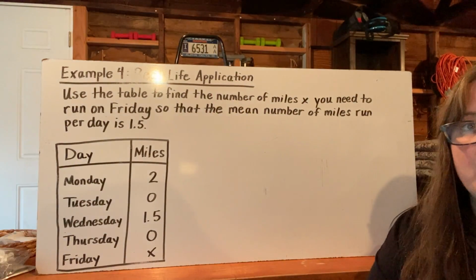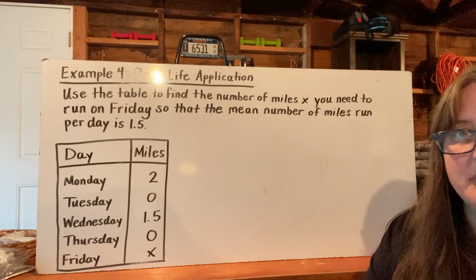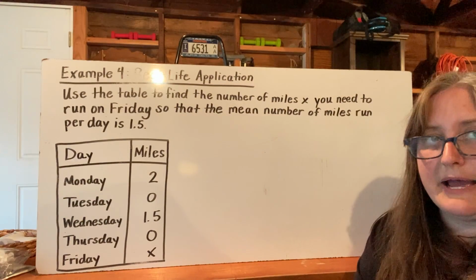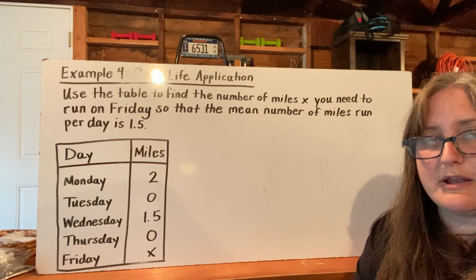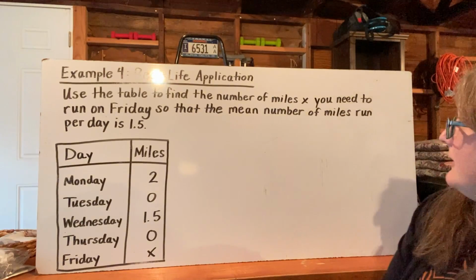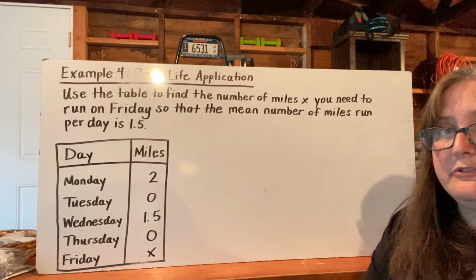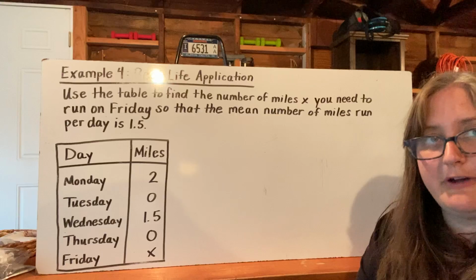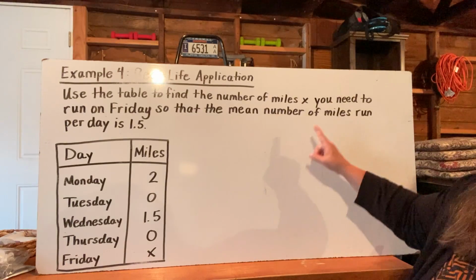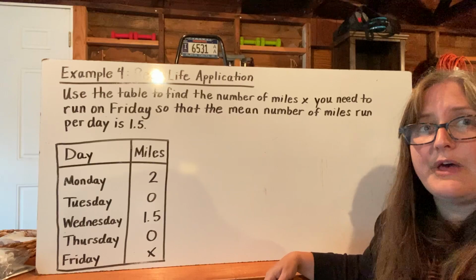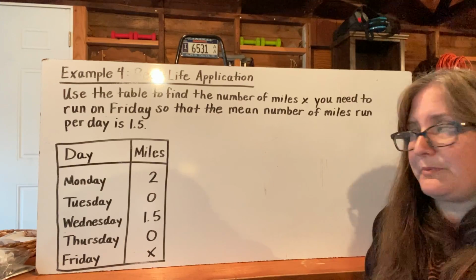Let's take a look at one more problem. This is a real life application. It says, use the table to find the number of miles, which is going to be represented by the variable x, the number of miles that you need to run on Friday so that the mean number of miles run per day is 1.5. So when we're finding the mean, we're actually adding up all of the numbers and dividing by how many numbers we added up.